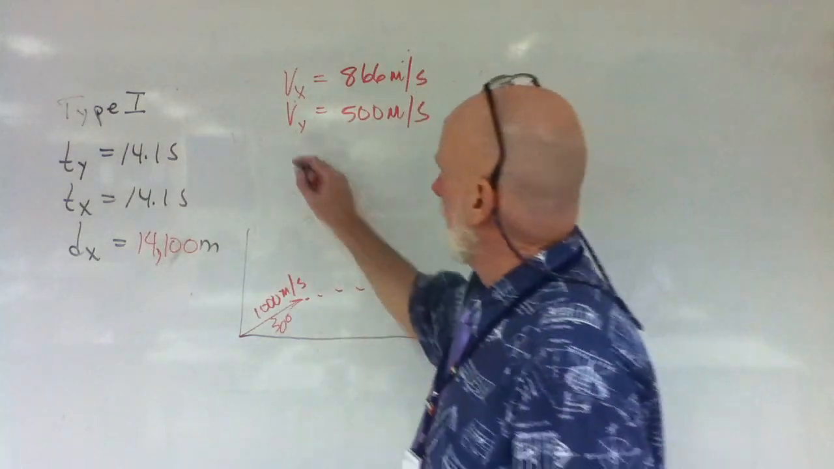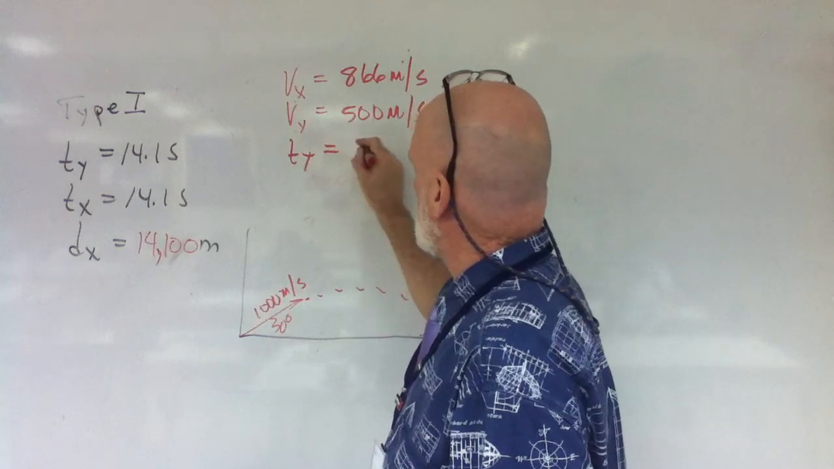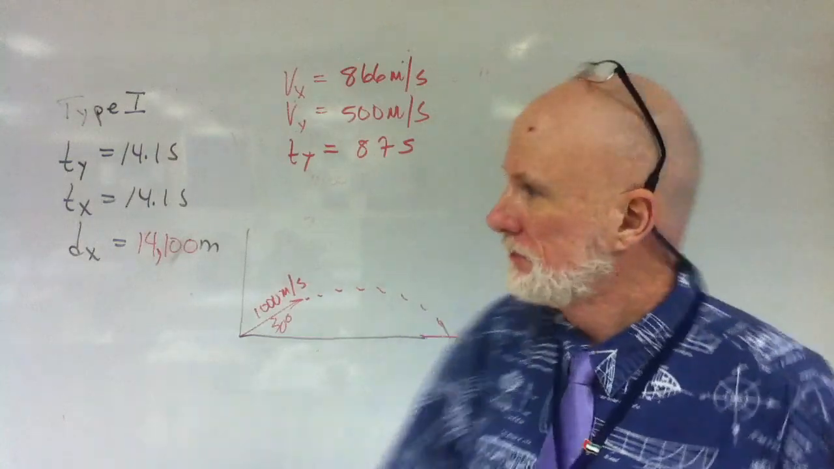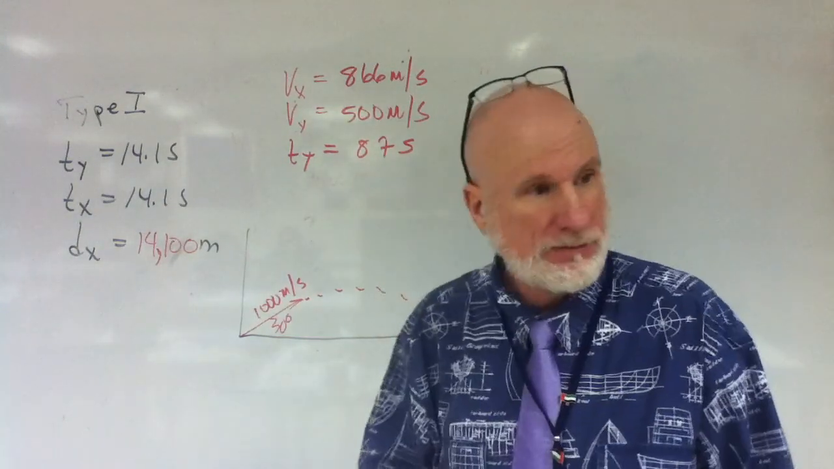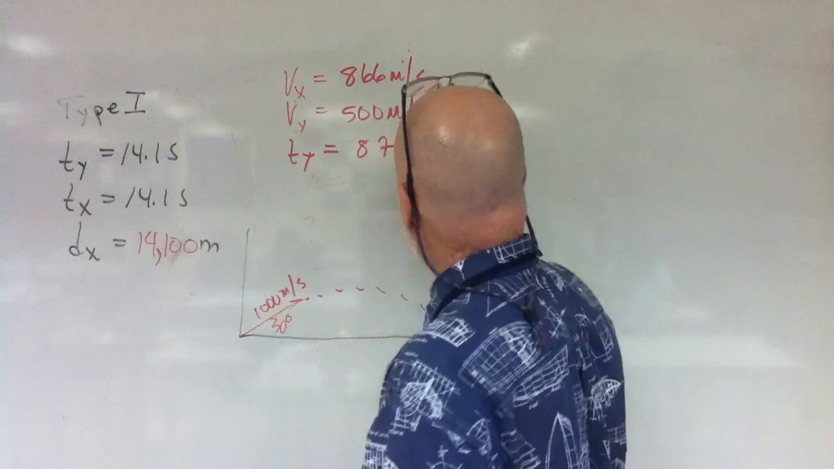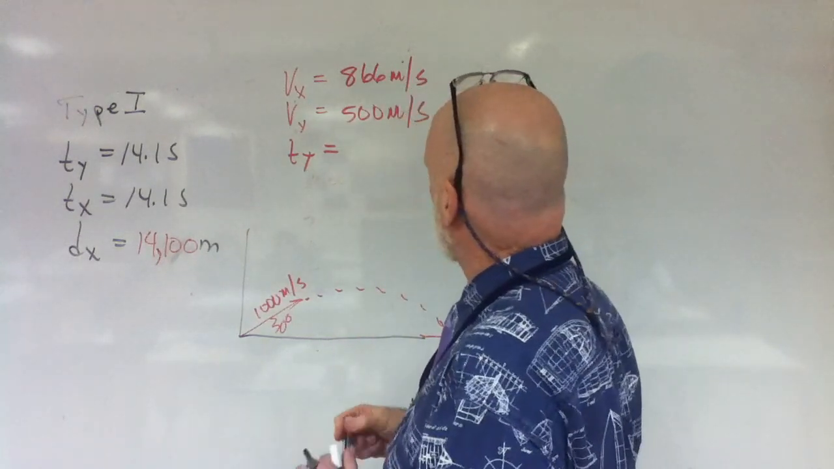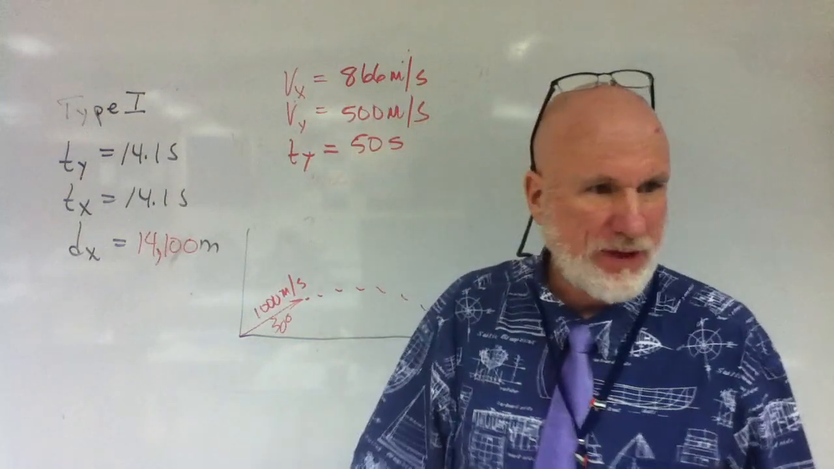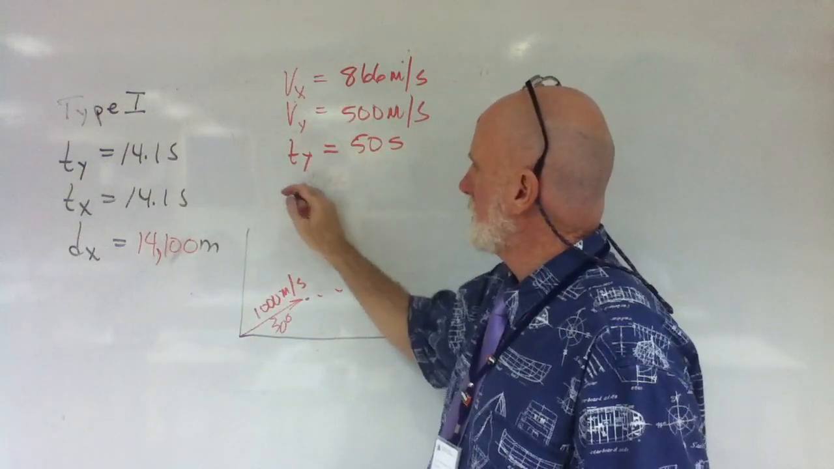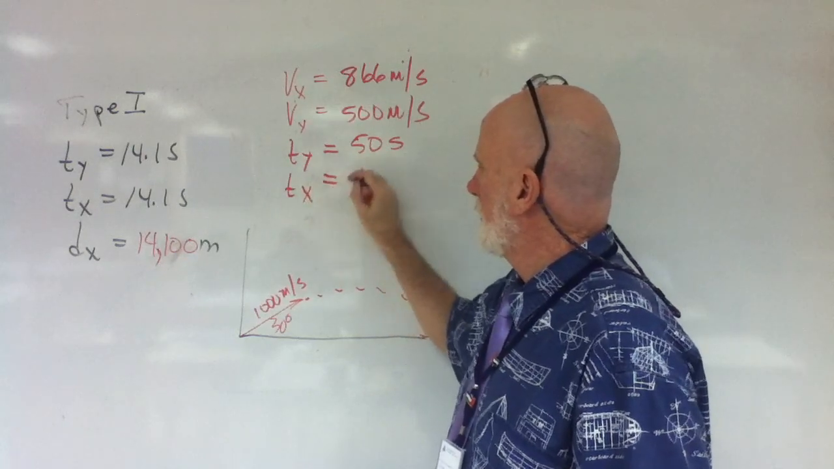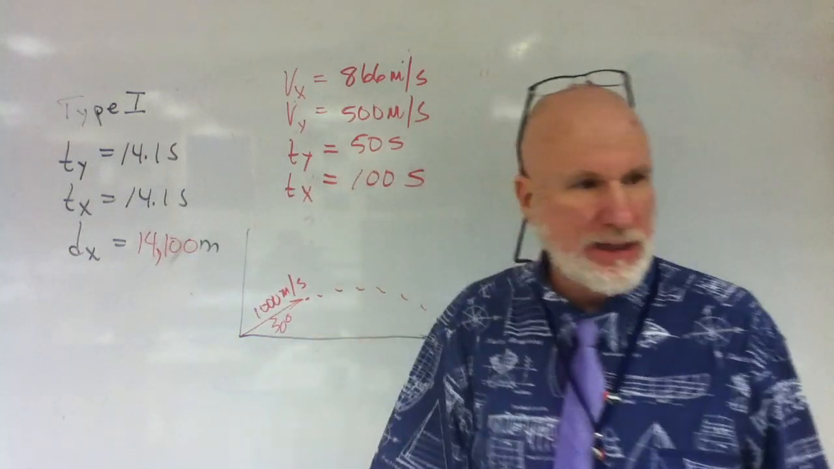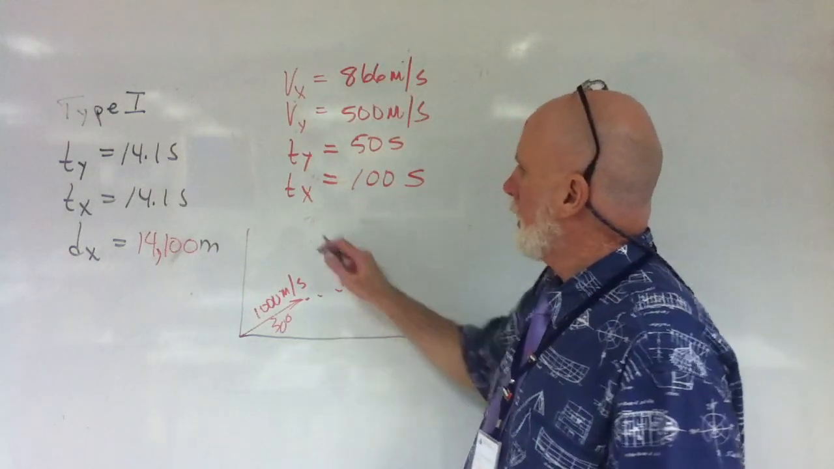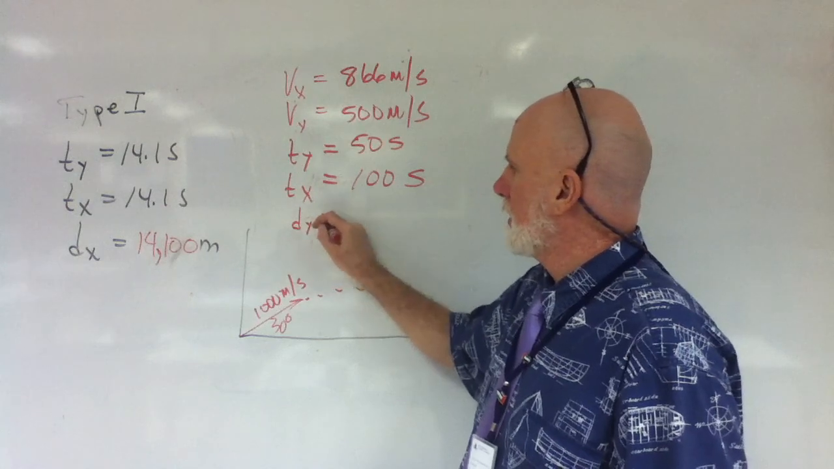Yes? Now, I know what Ty is going to be. That's easy. That's going to be 87 seconds. Isn't it 50? Sorry. Nice catch. Well done, Mohammed. So that's going to be 50. So what is Tx going to be? 50 times 2, 100 seconds. So that's the first 4, correct? Yes? Okay. What is dy going to be?